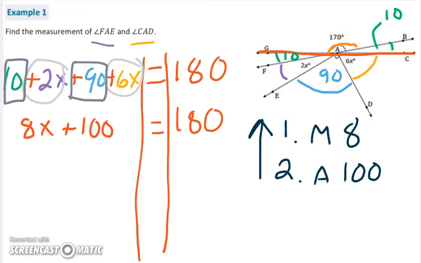Angle CAD. That's 6x. Well, instead of writing x, we shall substitute in 10. And we now know he will be 60 degrees. Take the time now to copy down, so I'm moving on.